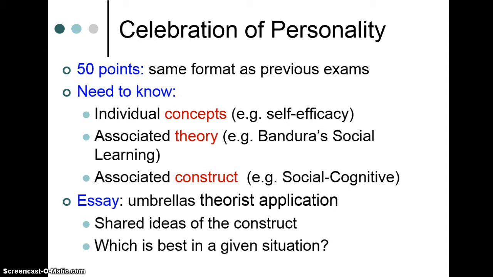Is this theorist that you got, this group of theories that you got, the best way to analyze this theory, or is there a better construct that should have been used? And you have to support that judgment statement. So there's a lot of thinking involved here, and you have to have a good grasp on the theories to be able to support your argument. Okay.